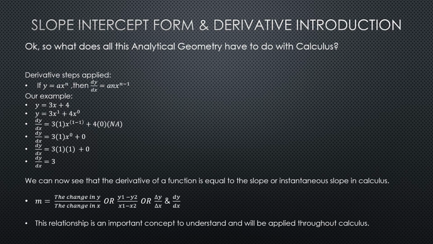And so now we know that m, the slope, is equal to the change in y over the change in x, or y1 minus y2 over x1 minus x2, or delta y over delta x, and now as the derivative dy dx. All those are equivalent. And this relationship is really an important concept to understand, and we'll be using this throughout calculus. We'll be applying this concept for the rest of the semester.